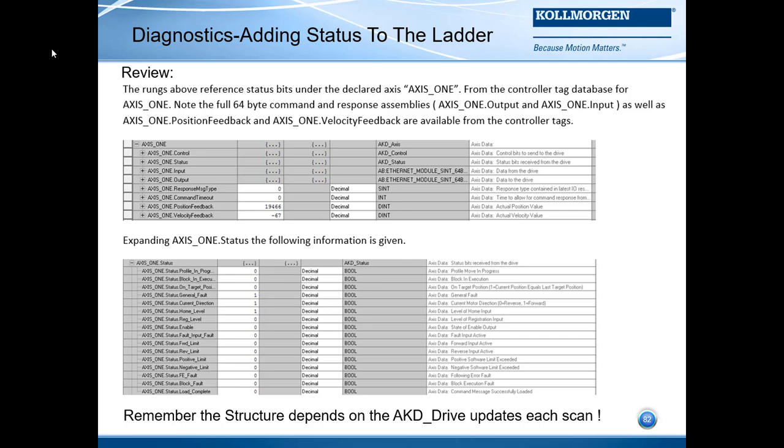For axis_1, you can see the screenshot below. Note the full 64-byte command response assemblies axis_1.output and axis_1.input, as well as the dot position feedback and dot velocity feedback, are available from the controller tags that we've just previously reviewed. Expanding the axis_1.status, the following information is given. Again, we covered that previously. Just remember the structure depends on the AKD drive and instruction to update the structure's data every scan.